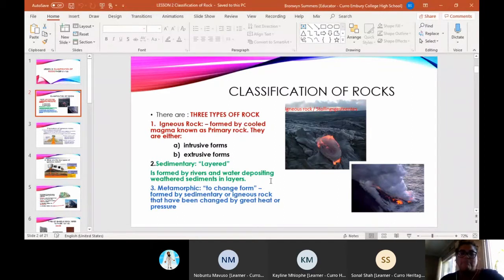And when we look at metamorphic, the word is self-explanatory. So what happens in metamorphic rock? It's gone through an extreme change. And in order for the rock to go through an extreme change, it needs to go through extreme heat and pressure. And when that happens, you have your rock that forms from a combination of sedimentary and igneous rock.